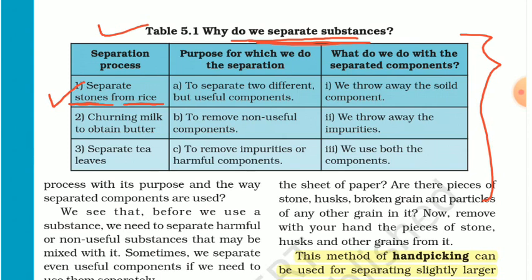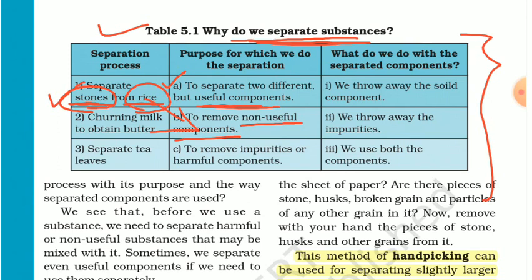But in option number 1, or in option number A here, it is given that to separate the two different but useful components. In the useful component, stone is obviously not a useful component for us while eating rice, isn't it? So it shouldn't be the answer of this option number 1. So to do this, what we have to find is to remove the non-useful component. Obviously stone is what? It is a non-useful component. So obviously B would be the answer of this option number 1.